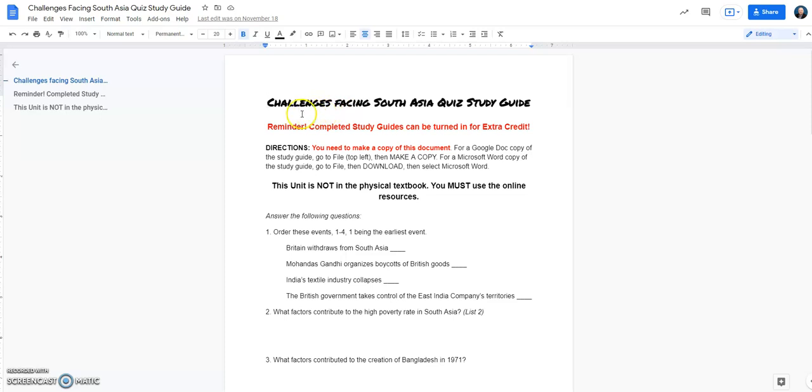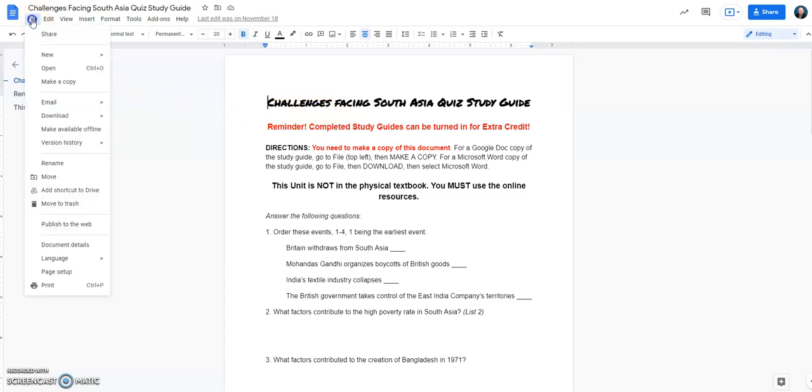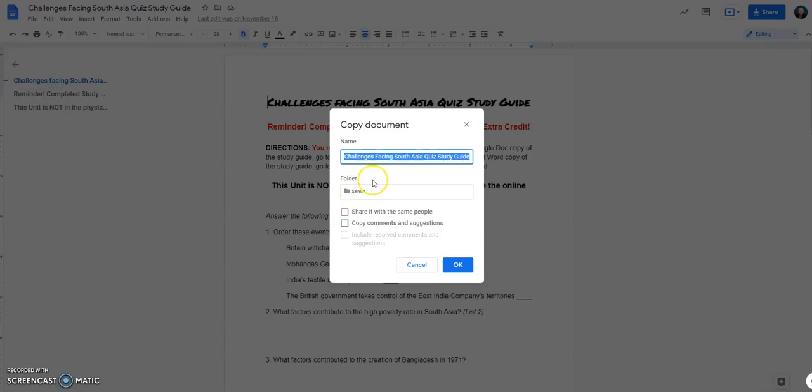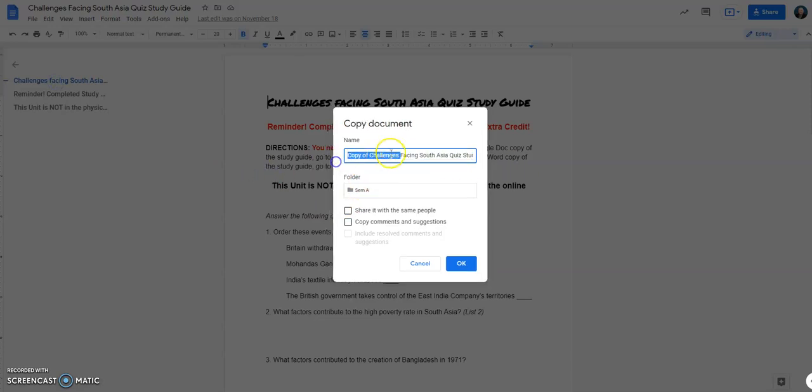If you have Gmail and prefer a Google Docs version, you're going to go to File, make a copy. Then you can add your name in here. I suggest you replace the copy of part right there with your name, hit OK. It'll open the study guide in a new window. That will be your copy that will save to your Google Drive.